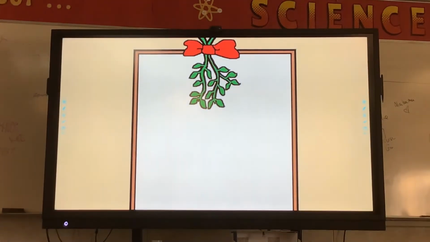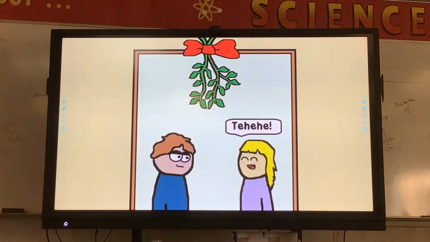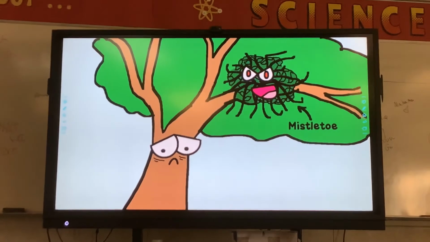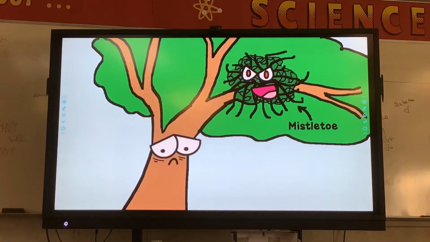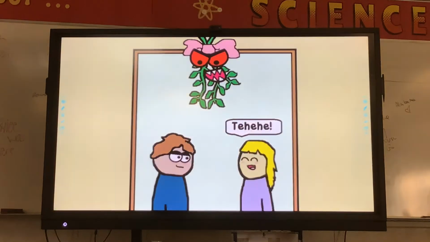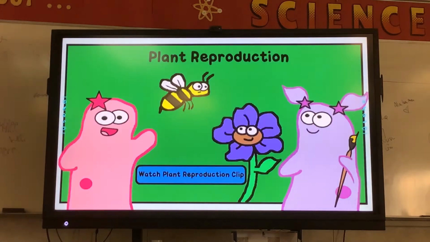And you know when people hang up mistletoe? So sweet, right? You're supposed to get a kiss under it. Is it terribly ironic that you are hanging out a potentially parasitic plant that uses its roots to steal nutrients and water from its host plant? Plants also have some amazing reproductive adaptations, but we have another clip for that.